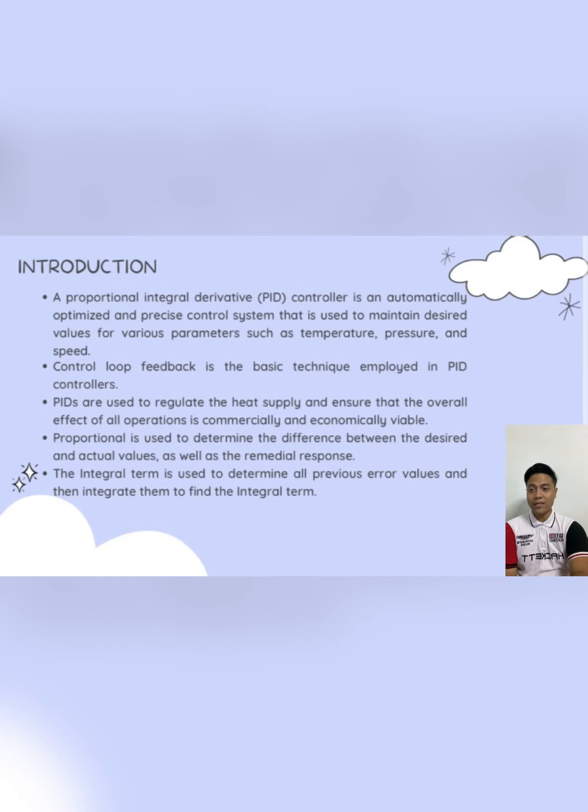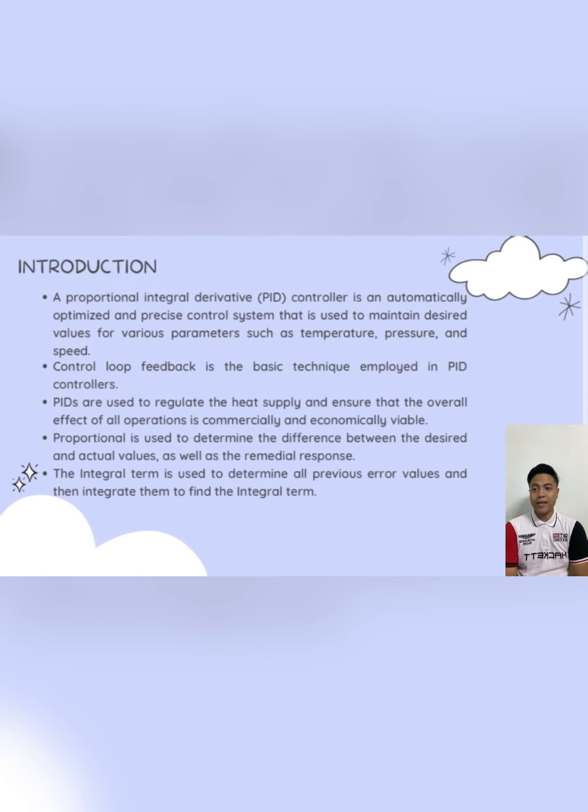So we go to the introduction. At the introduction, a proportional integral derivative PID controller is an automatically optimized and precise control system that is used to maintain desired value for various parameters such as temperature, pressure, and speed. And next, control loop feedback is the basic technique employed in PID controller.